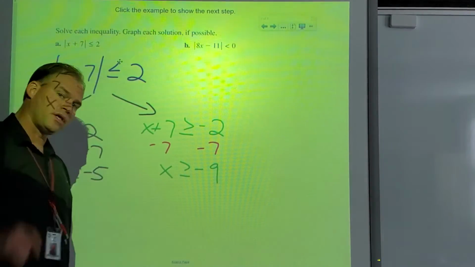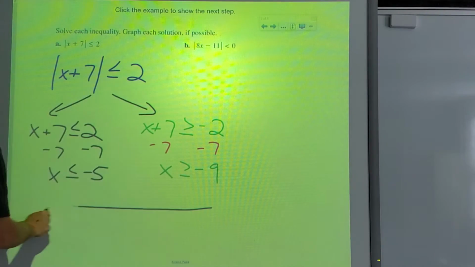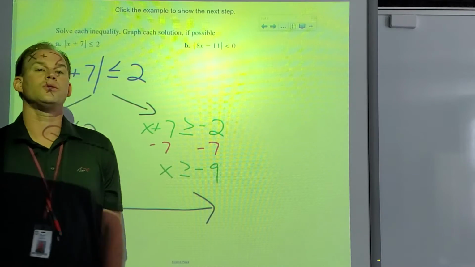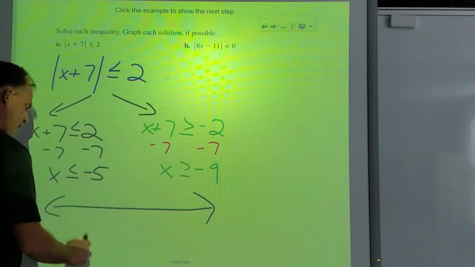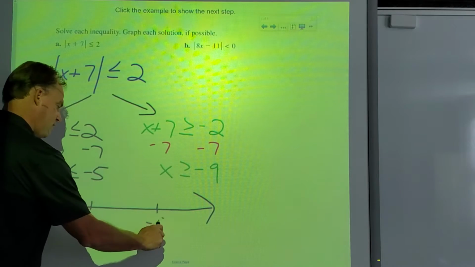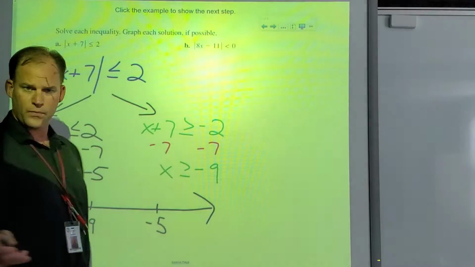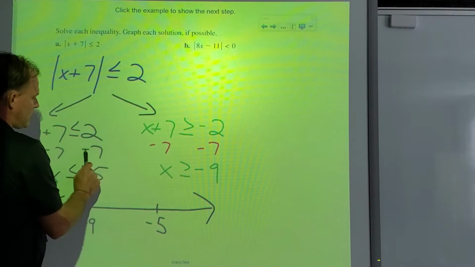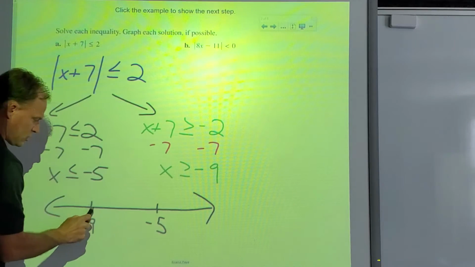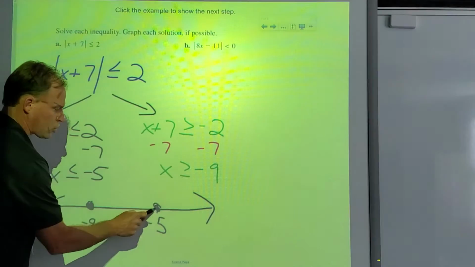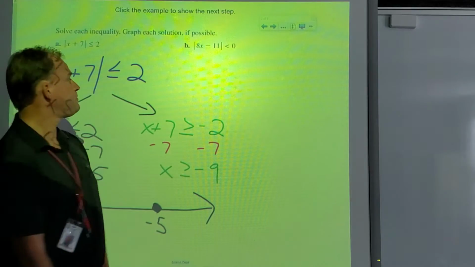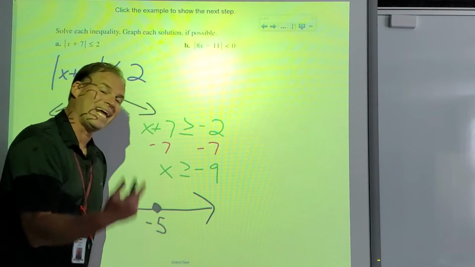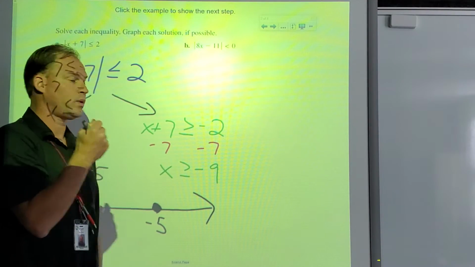Now, there's one other thing you need to know and you need to remember, because obviously we've been graphing these problems all along. We're going to continue to graph these. So I have negative 5 and negative 9. How do I know where to graph, where to shade? Well, this right here, because it has the equal to part, that tells me it's going to be a closed circle both times. This, a less than sign, means and. So that means you shade between.